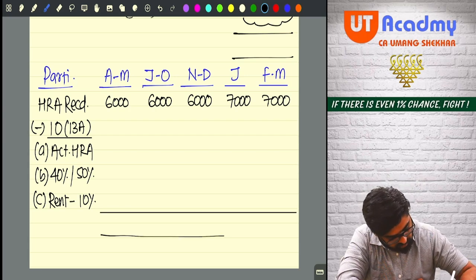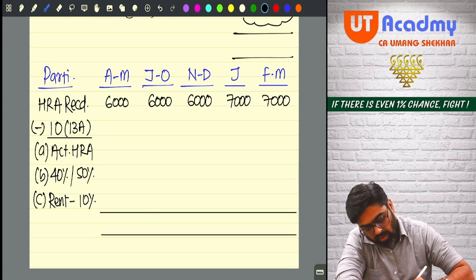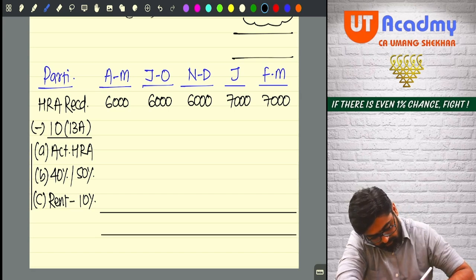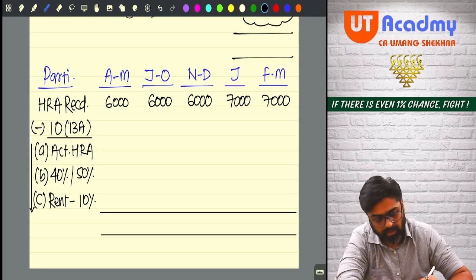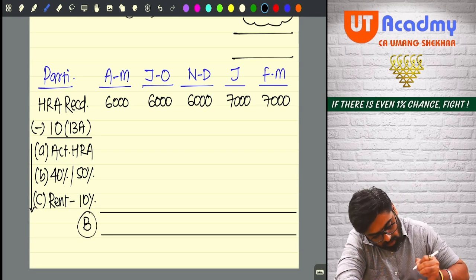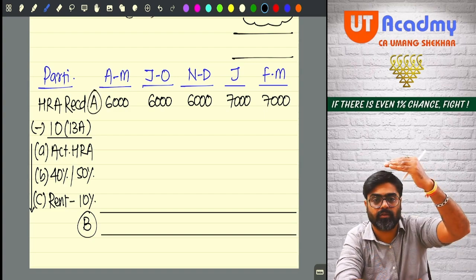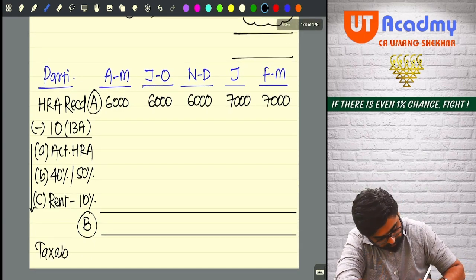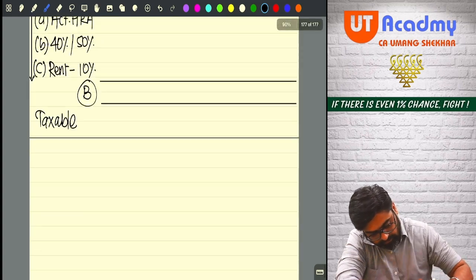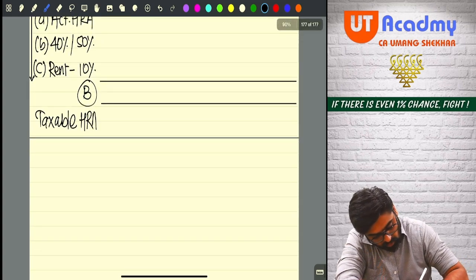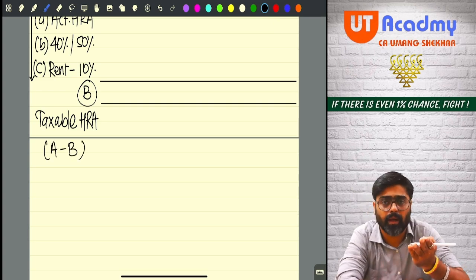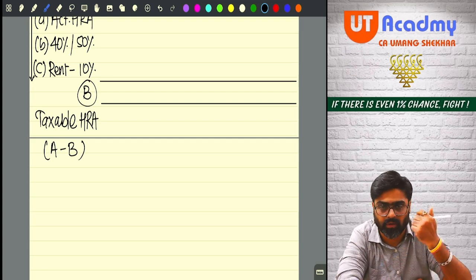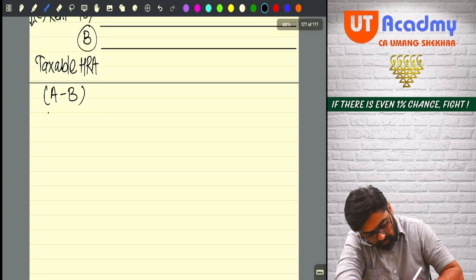So, lower of A, B and C will be my exemption. So this will be my exemption. I will call it B. And this is HRA received. I will call it A. Out of HRA received, I will take exemption. Whatever balance remains, that will be my taxable HRA. So how will I get this taxable HRA? I will do A minus B. A is HRA received, B is exemption. Yes or no? And I will multiply number of months over here.